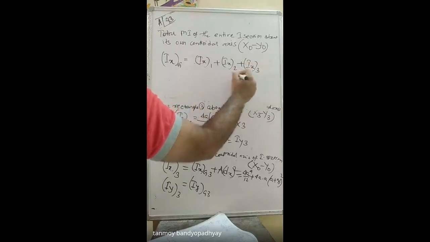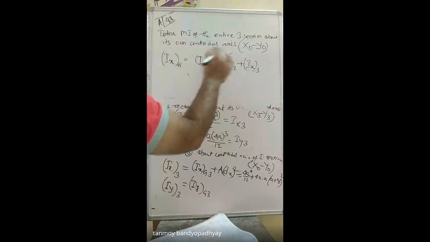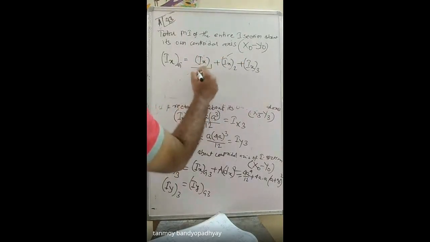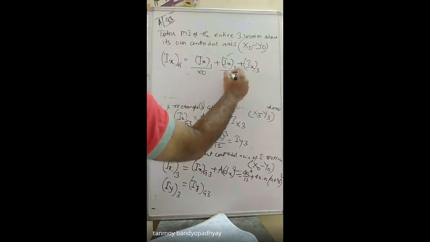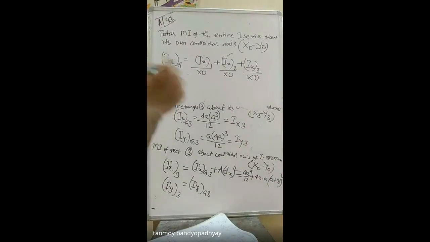Okay? Here you directly add, because these are all calculated about x0 itself. We have calculated it about x0, so we can directly add them now.